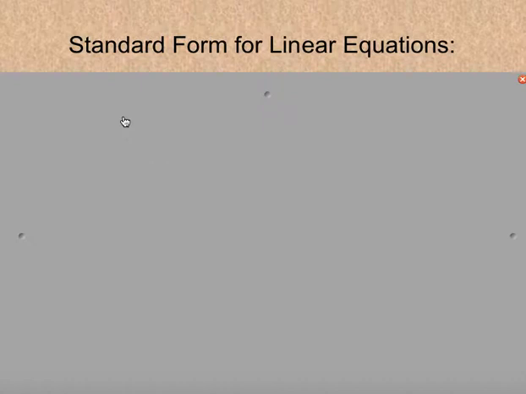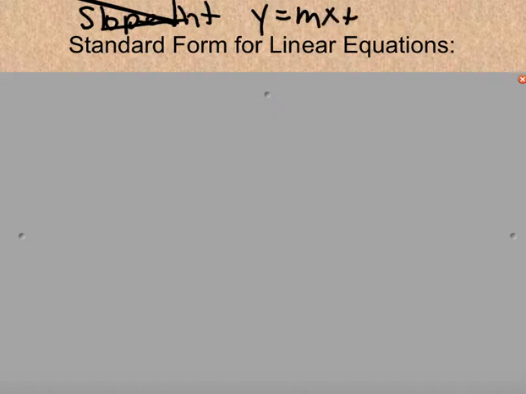Now, we've talked about a different form of linear equations before, and that is slope-intercept. Slope-intercept form is saying that we have y equals mx plus b, where we have the slope as m and the y-intercept as b. And we can put those on a coordinate grid and graph it pretty quickly. But unfortunately, we don't have all of our lines in that form.